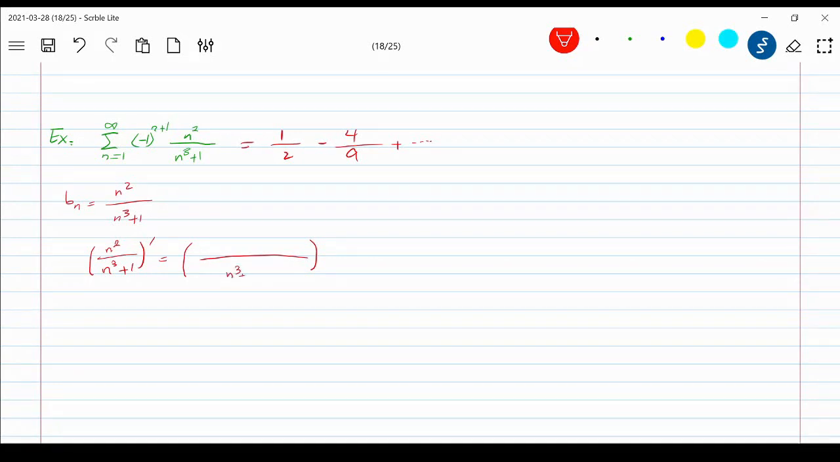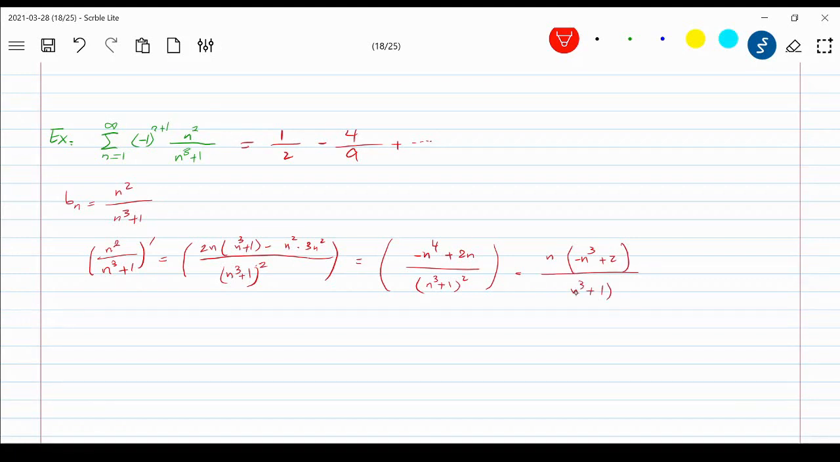The derivative of the denominator doesn't make any difference because it's always positive. Then the derivative would be 3n, sorry, n cubed plus 1 minus, here you have n squared times 3n squared. And if we simplify, what we end up with is something squared in the denominator, and the numerator would be 2n to the fourth minus 3n to the fourth, which is negative n to the fourth plus 2n. You can factor out an n just to make it clearer for yourself, and you have n times negative n cubed plus 2, divided by n cubed plus 1 squared.